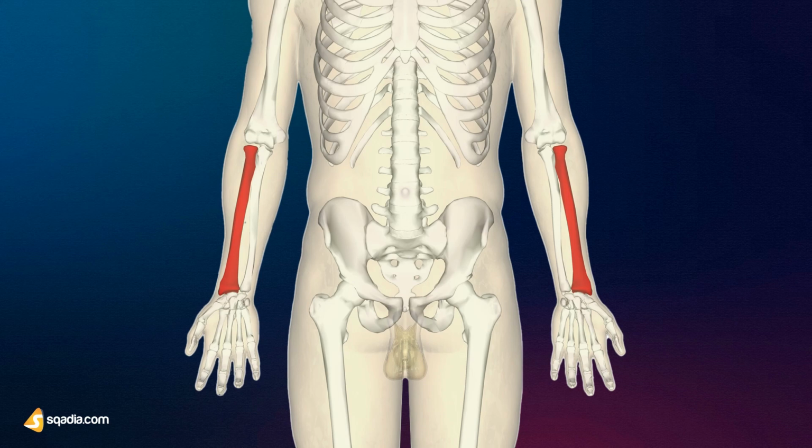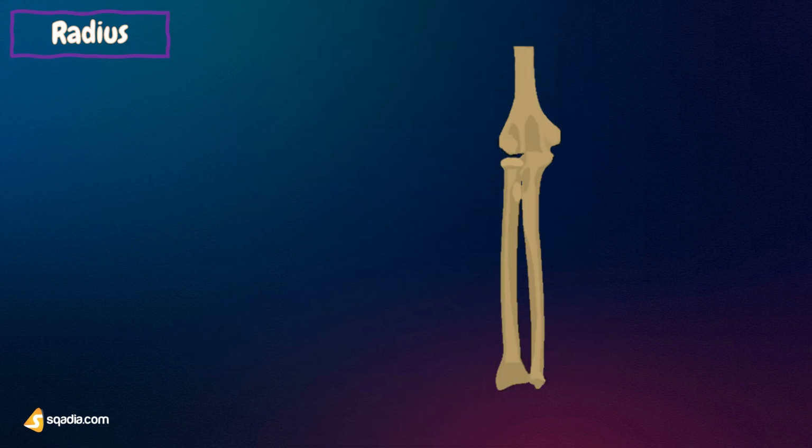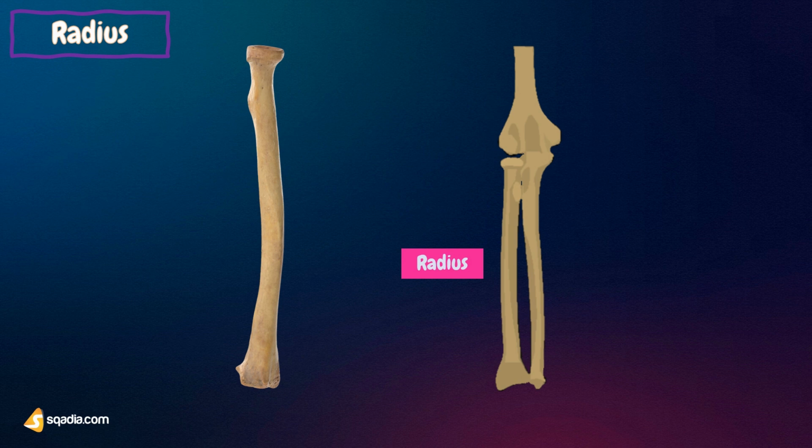The radius is the lateral bone of the forearm and is homologous with the tibia of the lower limb. Of the two bones of the forearm, the radius is the one that pivots around a point to provide movement. Now talking about the radius, it is prism-shaped and slightly curved longitudinally. It is slightly thicker and shorter than the ulna.